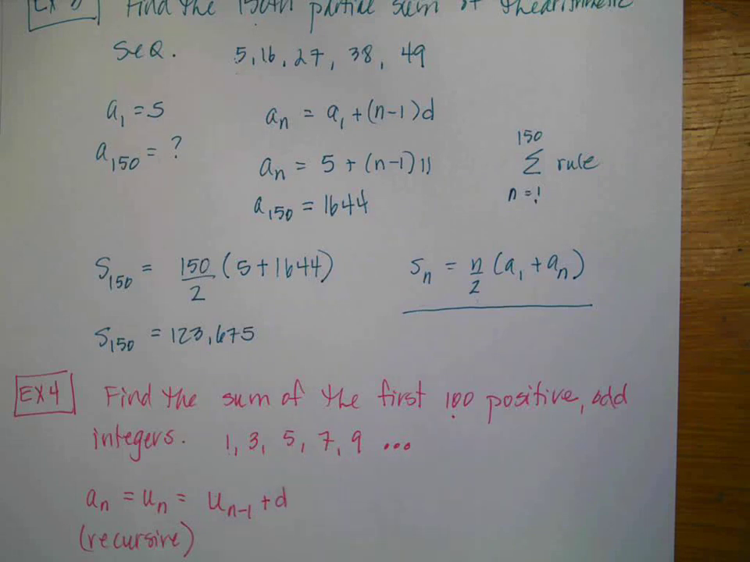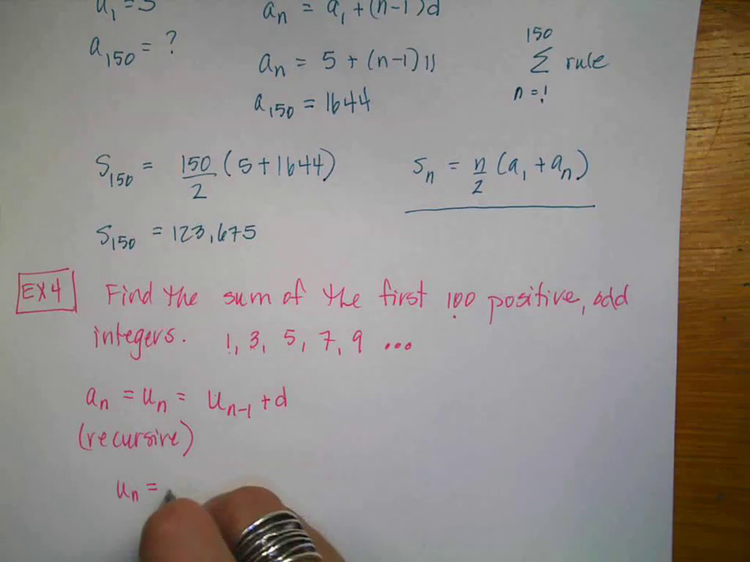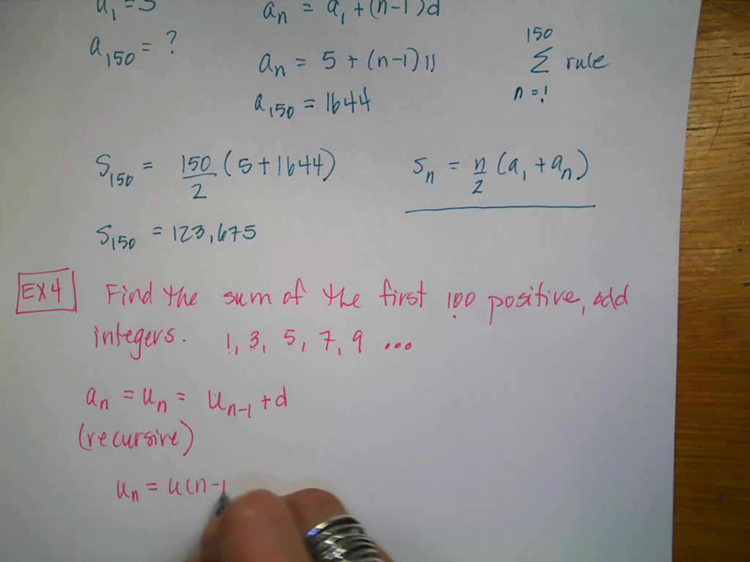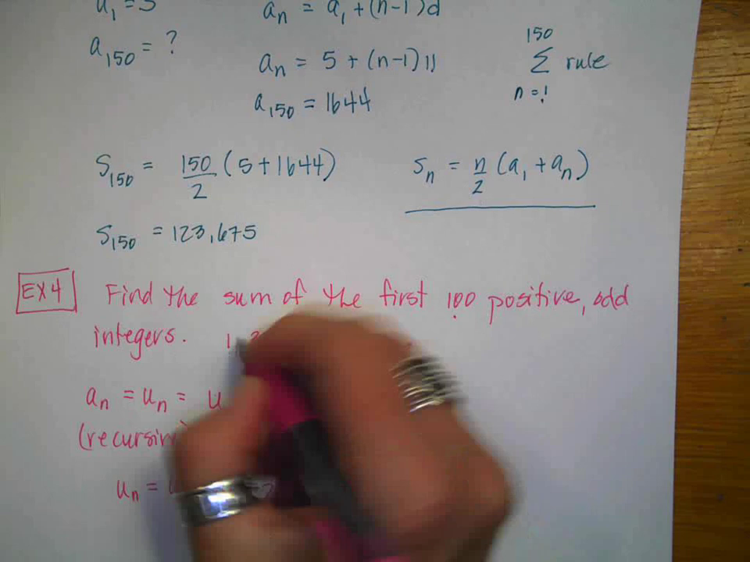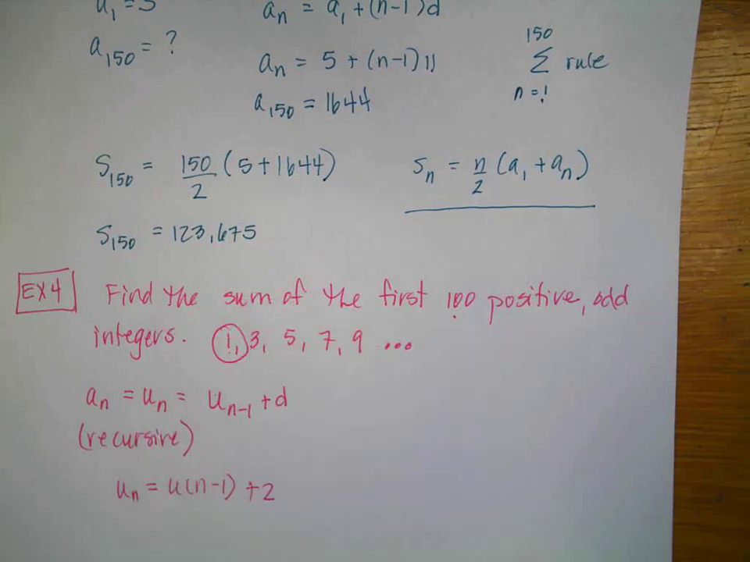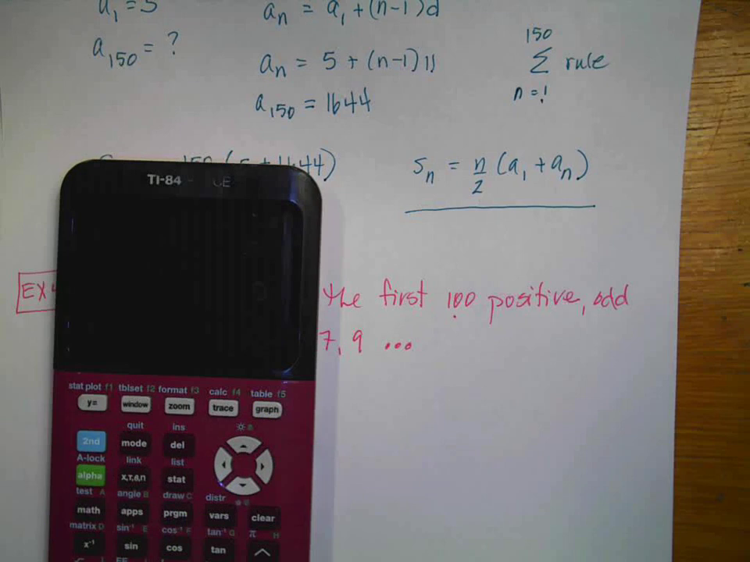Well, 3 minus 1 is 2, 5 minus 3 is 2, 7 minus 5 is 2. So my u sub n is going to equal, if I move my page up, the previous term. It's going to look like this when we put it into your calculator, plus 2. Because I know the first term, my calculator is going to be able to find it.